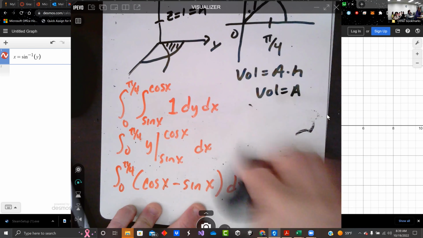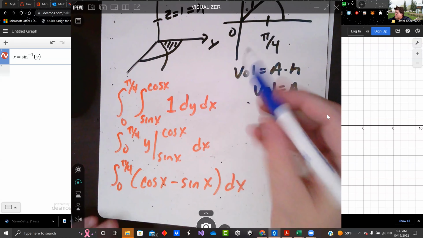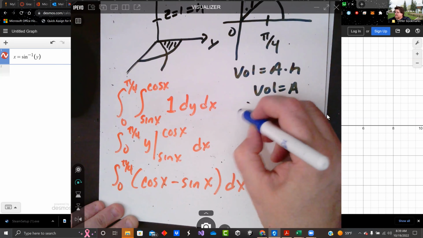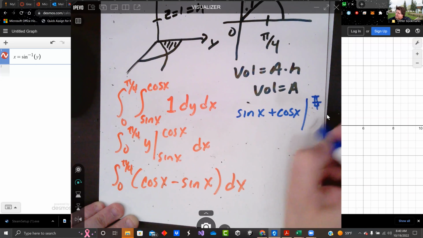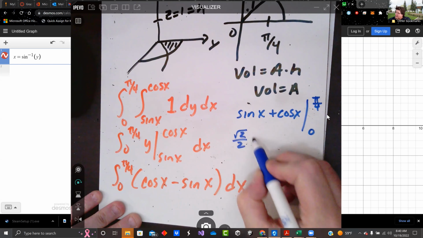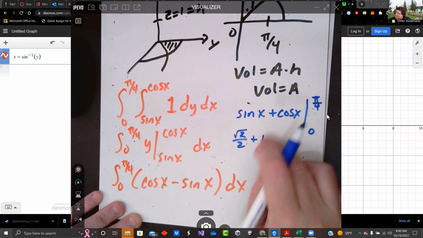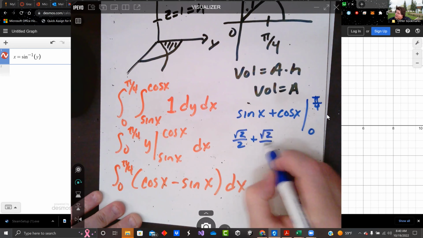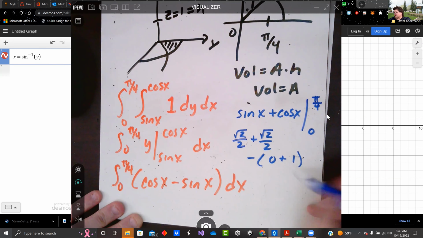So if you finish this problem out, you've got sine x minus sine x plus cosine x, evaluated from pi over 4 to 0. We got root 2 over 2 plus 1, minus, I'm sorry, root 2 over 2 plus root 2 over 2 minus 0 plus 1. So root 2 plus 1, or 1 plus root 2 looks a little bit better.